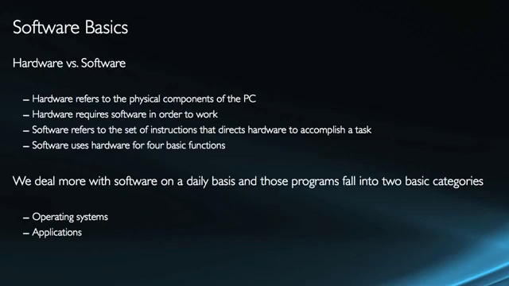Software uses hardware for four basic functions: for input, for output, for processing, and for storage. Those are going to be the four basic functions. Now, we deal more with software on a daily basis than we do with hardware, and the software falls into two major categories, and those categories would be operating systems and applications.